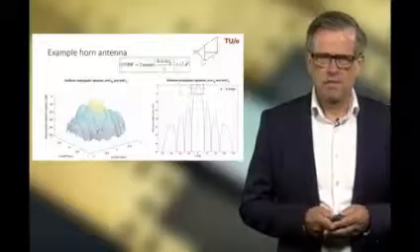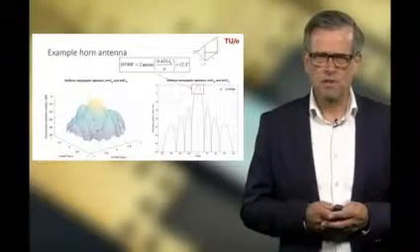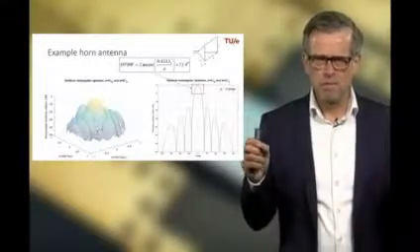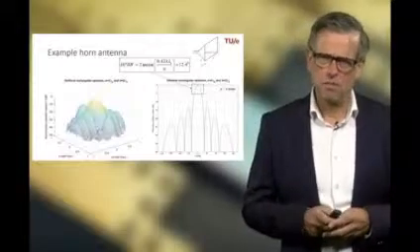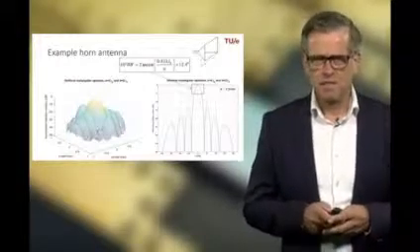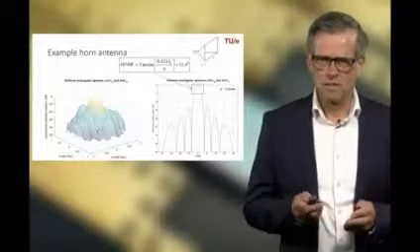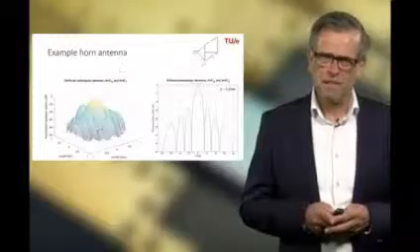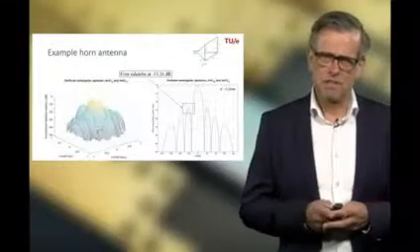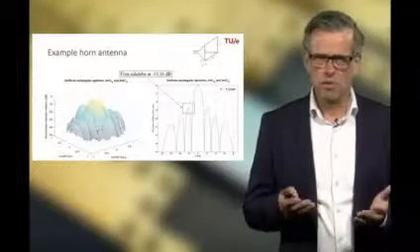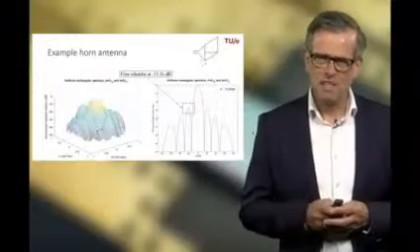Some properties: the half power beam width, so the 3 dB points on the main beam, is in this case 12.4 degrees, and the first side lobe indeed occurs at minus 13.26 dB in this case.